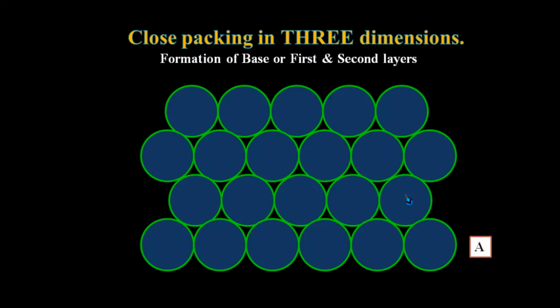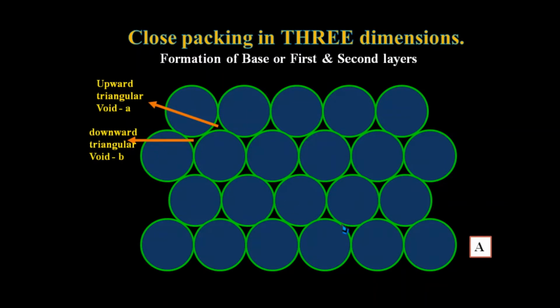In the first layer or the base layer, two types of voids or depressions are marked. These are the triangular voids pointing upward, and these are again triangular voids, but pointing downward. That means here we get two types of voids in the first layer, the upward pointing triangular voids and the downward pointing triangular voids.